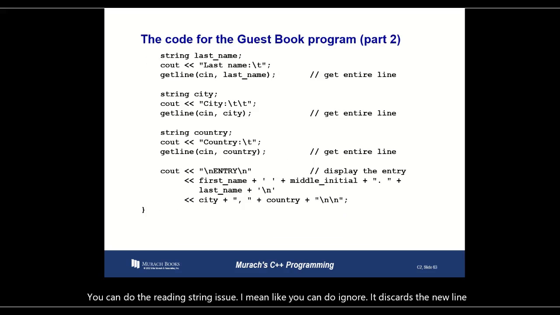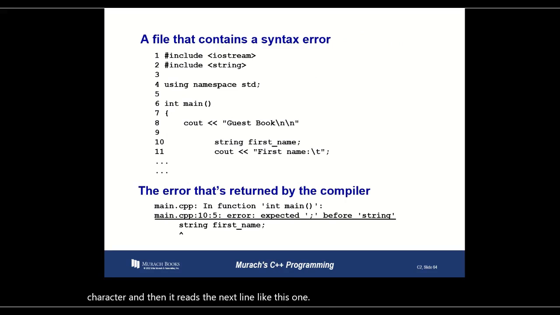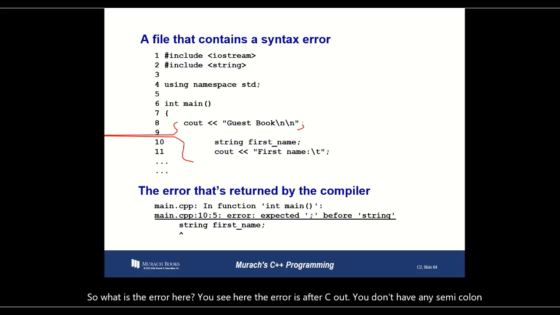Skipping these lines, there are a lot of examples. So what is the error here? You see, after cout, you don't have any semicolon. So your compiler does not even know that you have ended a statement. It immediately goes to string and does not find anything, cout whatever it is, and then comes string. So it's an error. That's what it says.